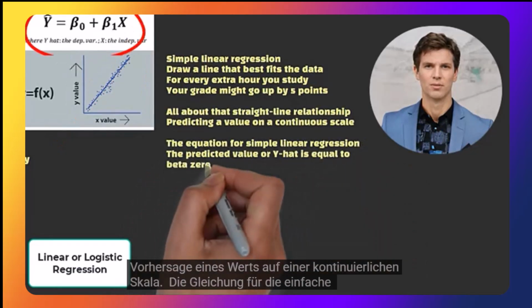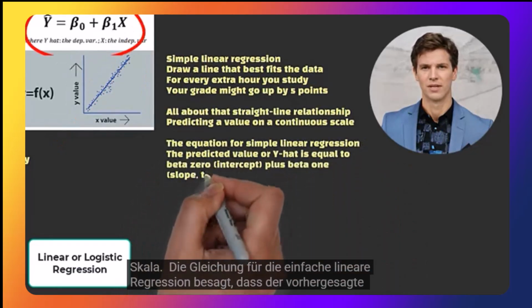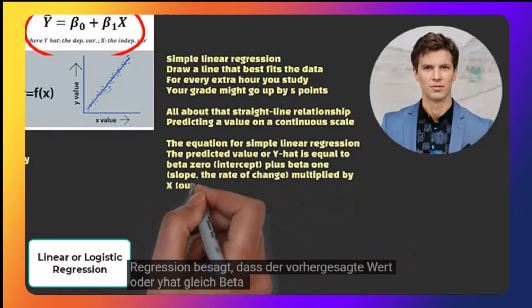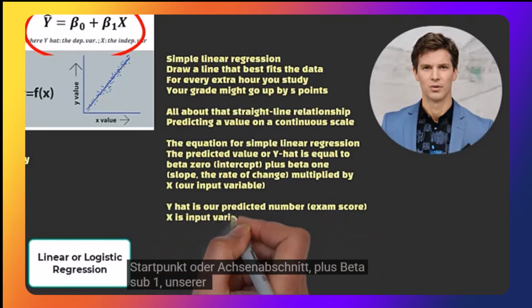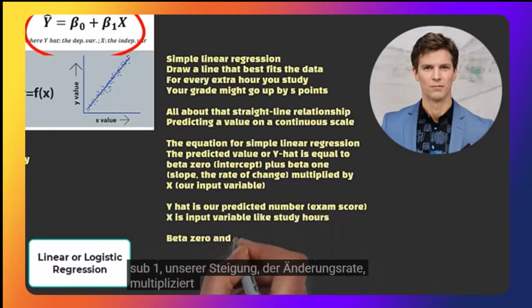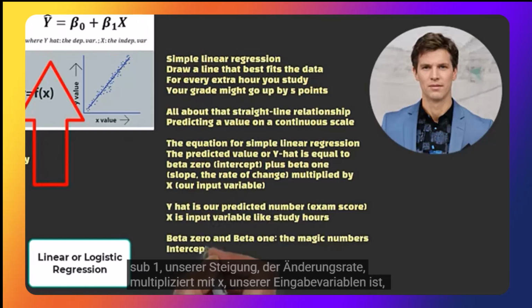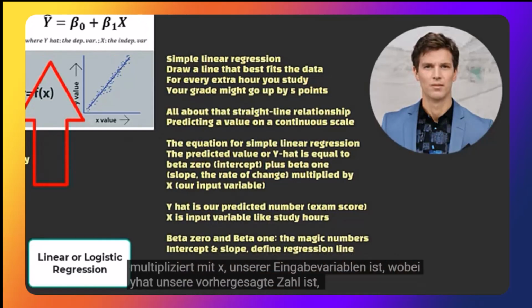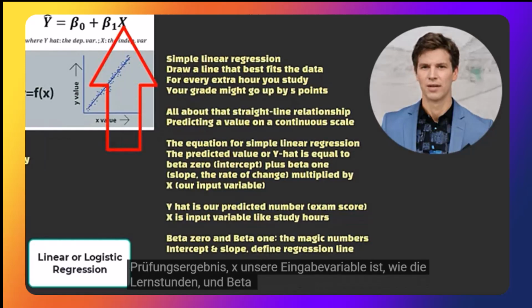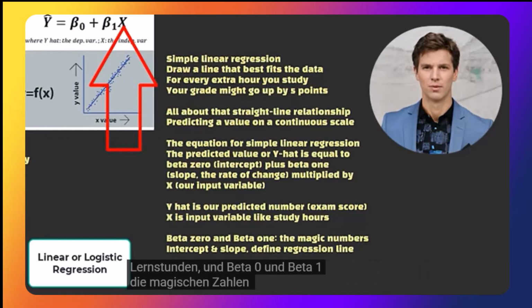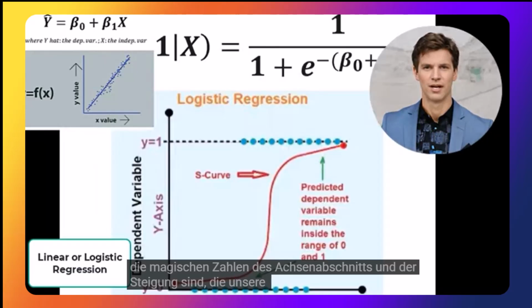The equation for simple linear regression says that the predicted value, or y hat, is equal to beta sub 0, our starting point or intercept, plus beta sub 1, our slope, the rate of change, multiplied by x, our input variable. Where y hat is our predicted number, like your exam score, x is our input variable like study hours, and beta 0 and beta 1 are the magic numbers of the intercept and slope that define our line.